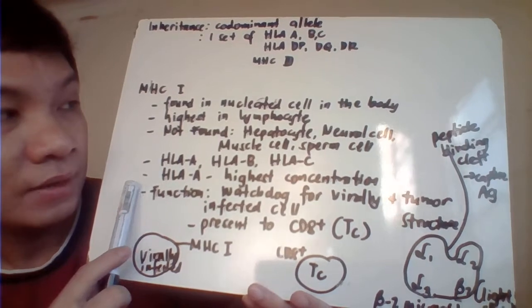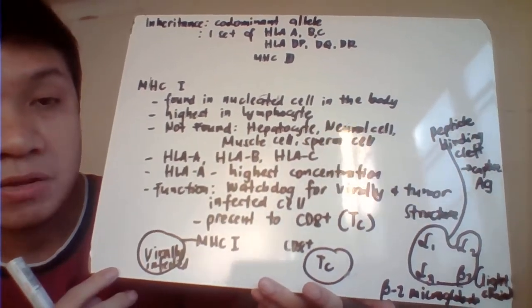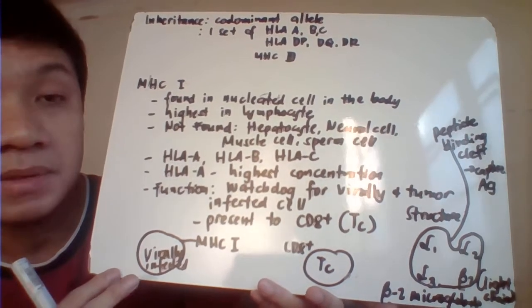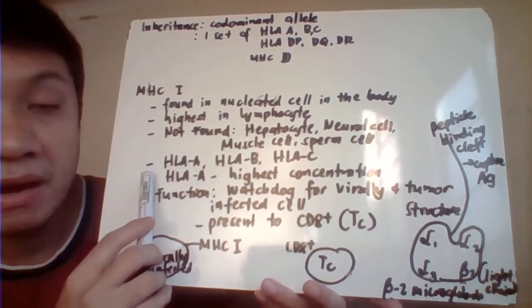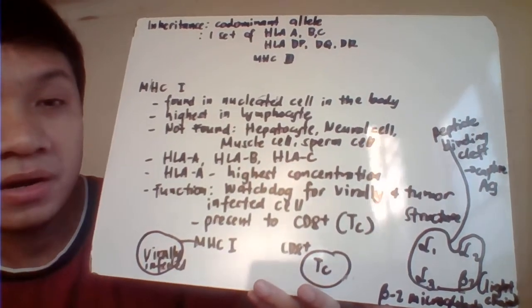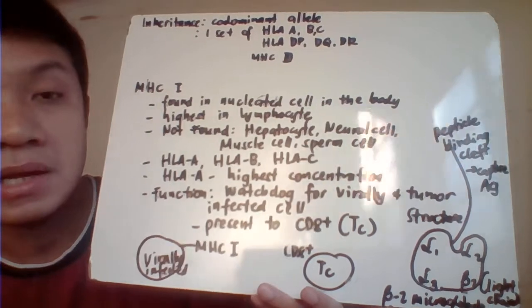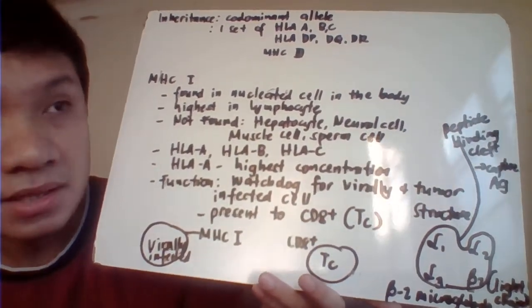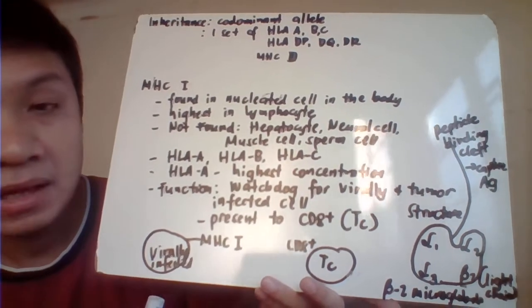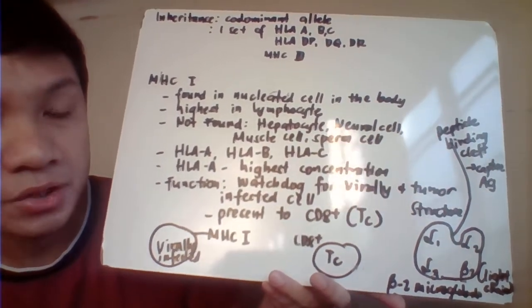Among our nucleated cells in our body, the one found to have the greatest concentration of your MHC class 1 would be our lymphocytes. We have here the three loci or locations: HLA-A, HLA-B, and HLA-C. They form part of our MHC class 1. Among the three, HLA-A is found to have the greatest concentration.